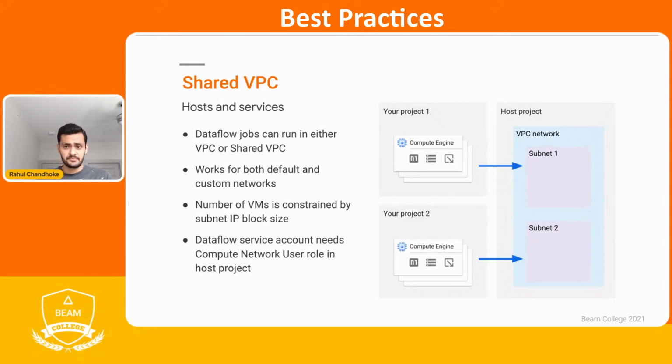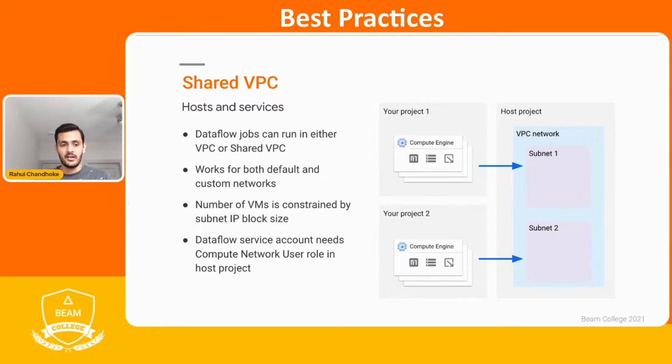So you can use custom or default networks. But one thing to keep in mind when you are using a shared network in a different project is that your service accounts, the Dataflow service account and controller service account, have permissions, like the compute network user permission, on those networks, so that the service account can actually provision and use resources on that network for you and run the Dataflow job for you. So this is again one of the key things to keep in mind when you use a shared VPC.